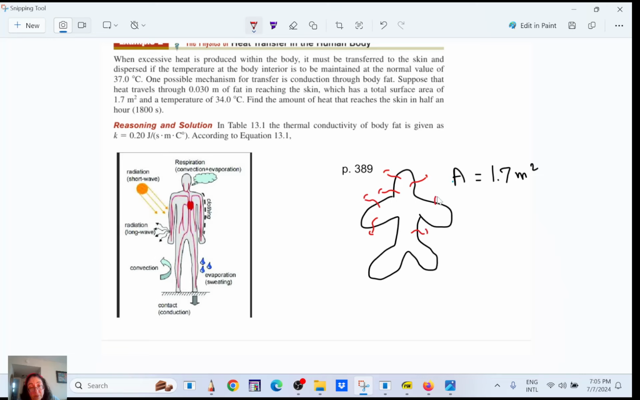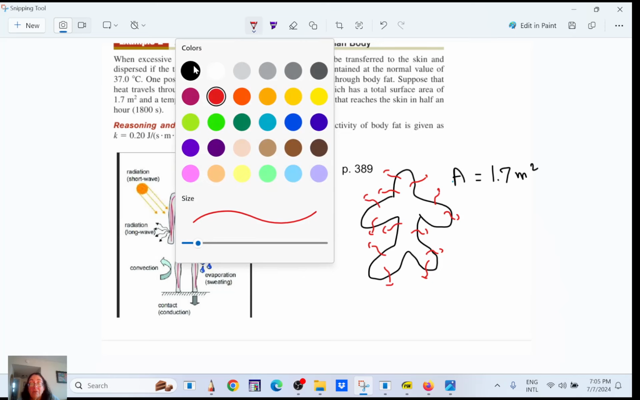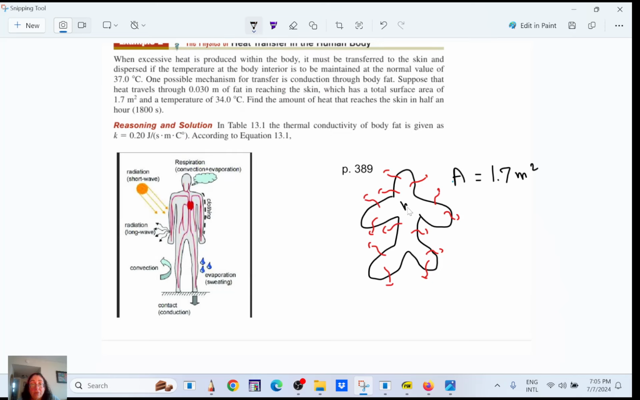Of course, some of the heat, but not much, is leaving the body, because you don't want to overheat, you want to maintain a constant temperature. It's going to leave the body through conduction. That's one way for heat to be transferred from hot to cool. Here it's cold, this is 34, and this is 37 degrees.